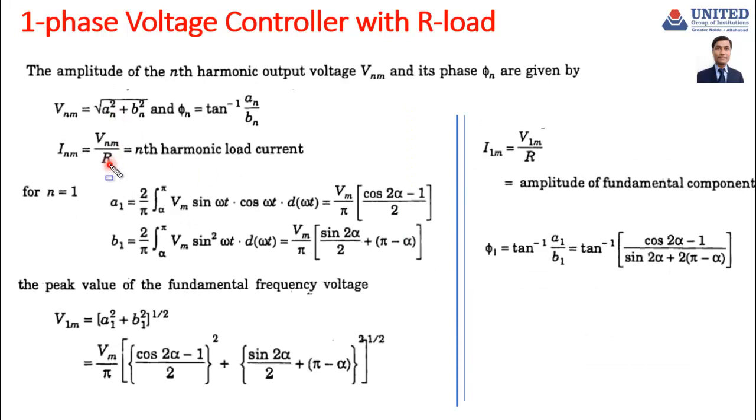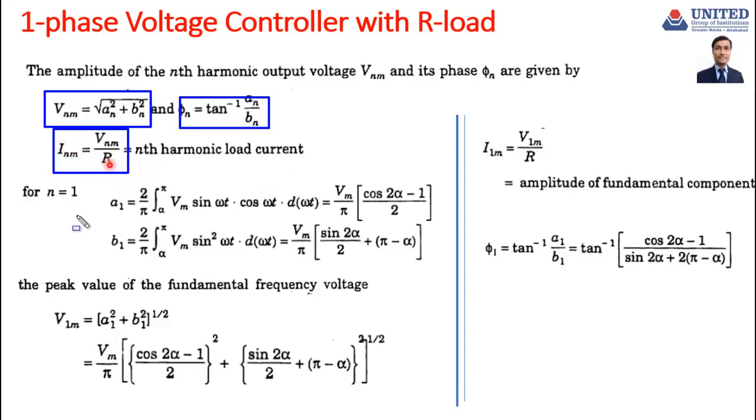So the amplitude of the nth harmonic output voltage is Vnm, and its phase is φn. Then Vnm is equal to the square root of an squared plus bn squared, and φn is equal to tan inverse of an upon bn. From this relation we can calculate the value of the nth harmonic output voltage and its phase φn. And also the nth harmonic load current is given by Inm = Vnm upon R.